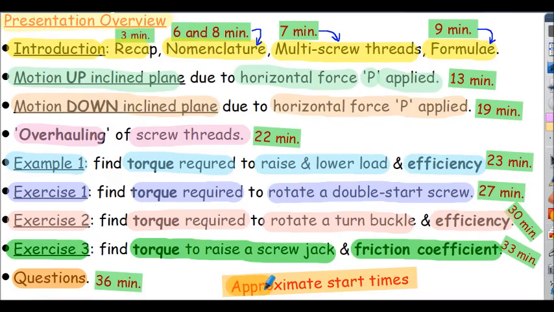And here are the approximate start times related to the various sections contained within the presentation. Please note all times are rounded to the nearest minute, and also that the nomenclature section starts at both 6 minutes into the presentation and also continues at 8 minutes into the presentation.